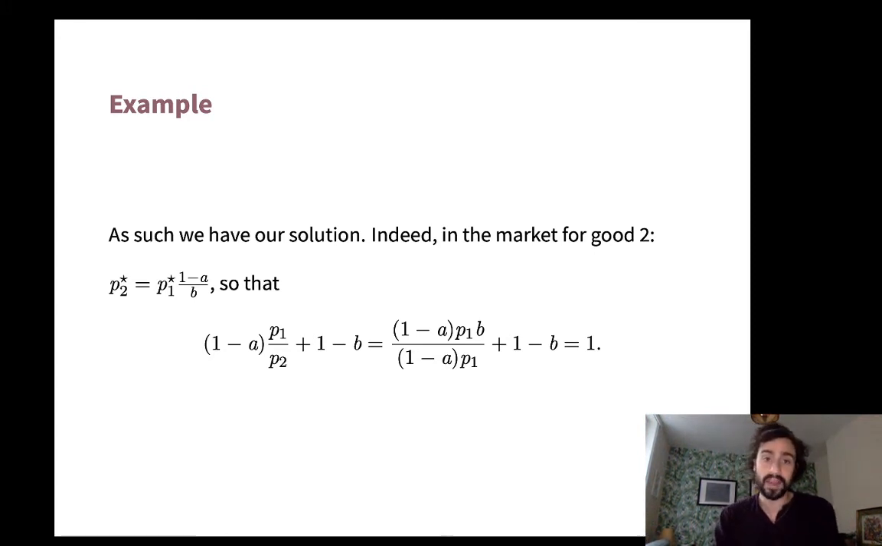In fact, we found a whole family of equilibria because we can scale up this ratio of prices by any constant we want, and it will stay an equilibrium.